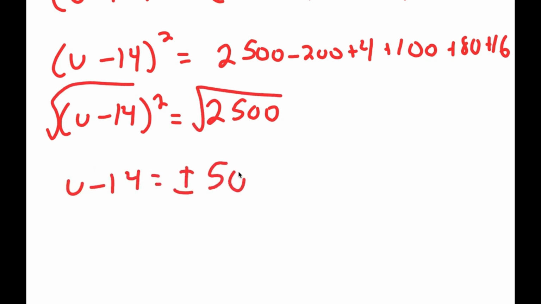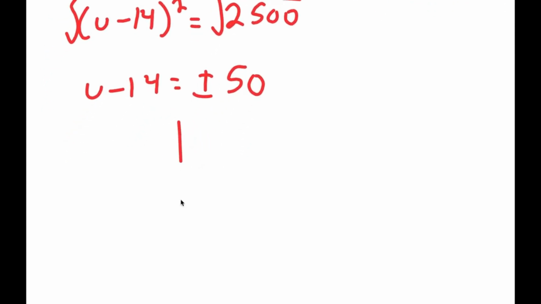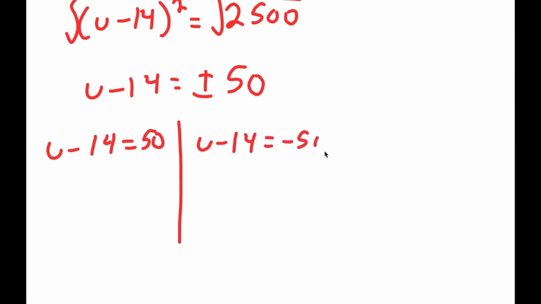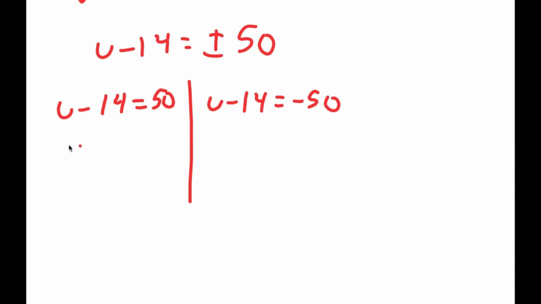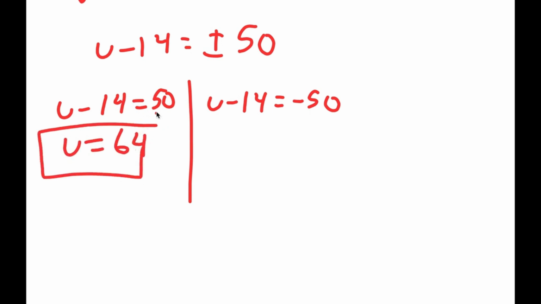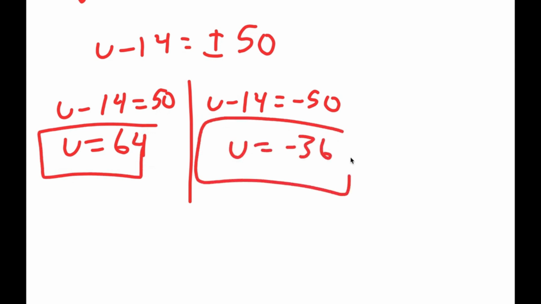If we take the square root on both sides, we get u minus 14 is equal to positive or negative 50. So we get two equations: u minus 14 is equal to positive 50, and u minus 14 is equal to negative 50. For u minus 14 equal to positive 50, I get u is equal to 64. And for u minus 14 equal to negative 50, I get u is equal to negative 36.